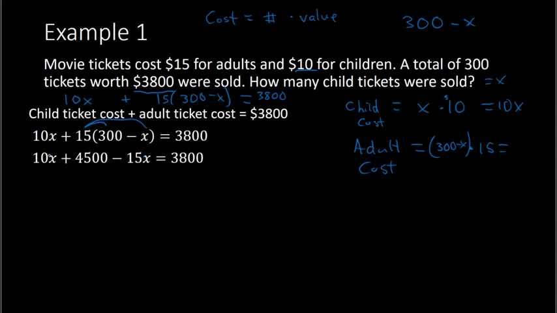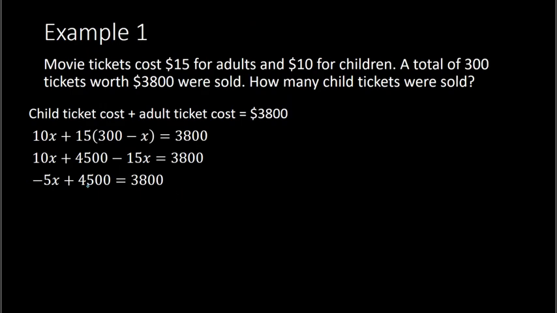And then from here, I can simplify this left side. We have 10x and negative 15x. Those are like terms, and we can combine. So we take 10 minus 15 to get negative 5, and then x goes with it. And now that we've simplified the left side, we can solve by doing reverse order of operations.